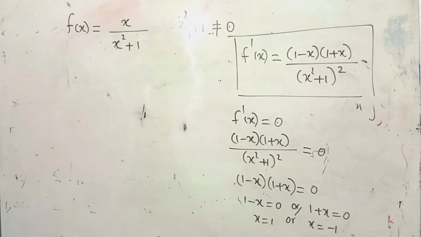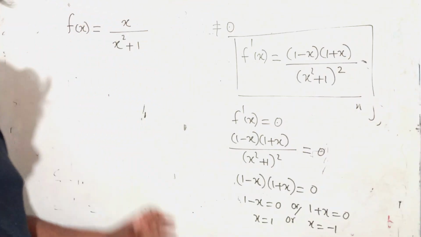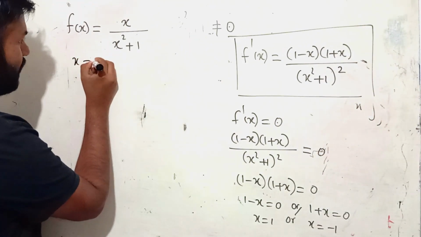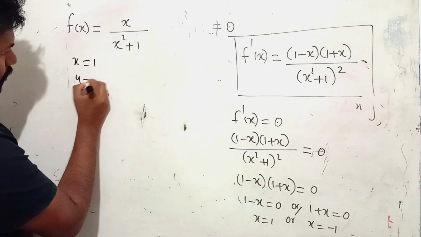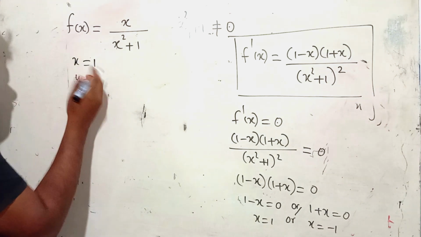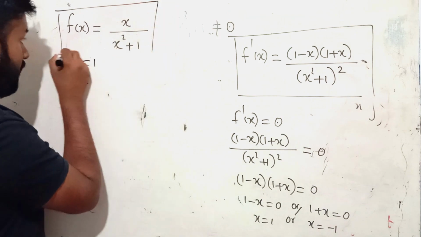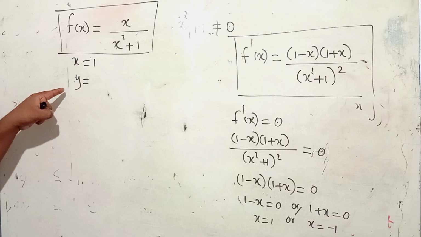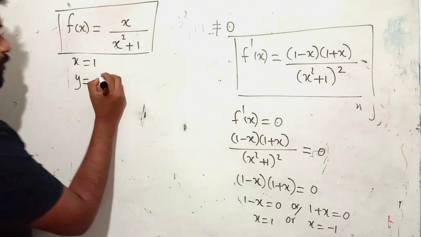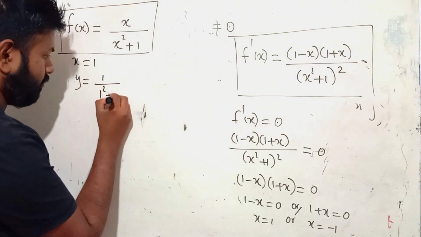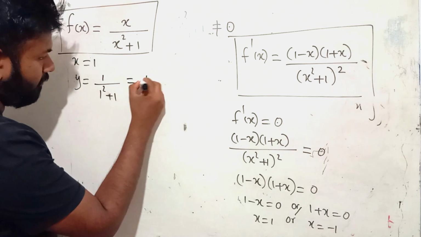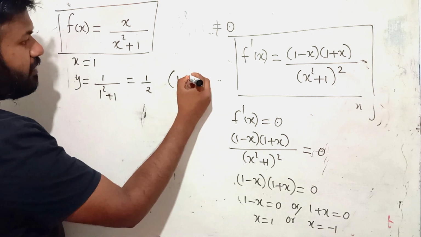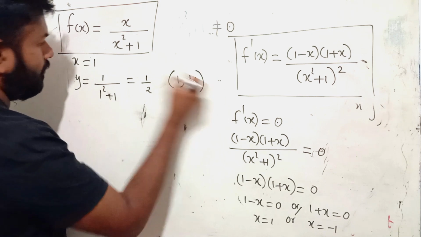Now we have to find the corresponding y coordinate of these two points. First, when x is equal to 1, what is the corresponding y coordinate? This is the function that we are going to sketch. So here you have to substitute 1. If you substitute 1, 1 over 1 squared plus 1, that's equal to half. So one of the turning points is 1 comma half.